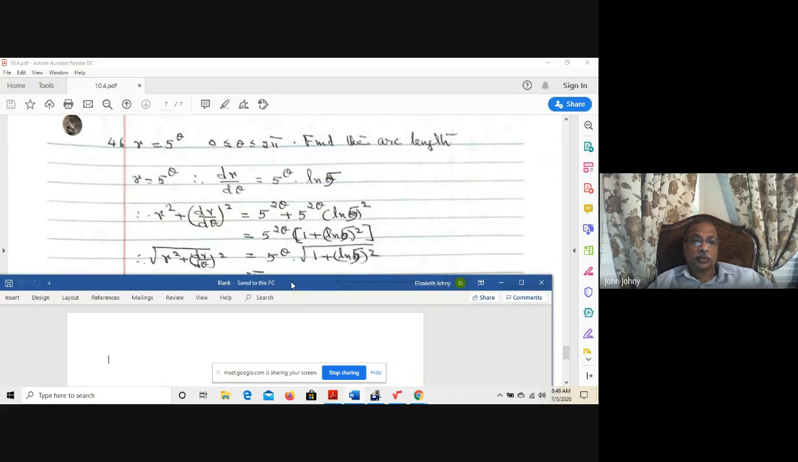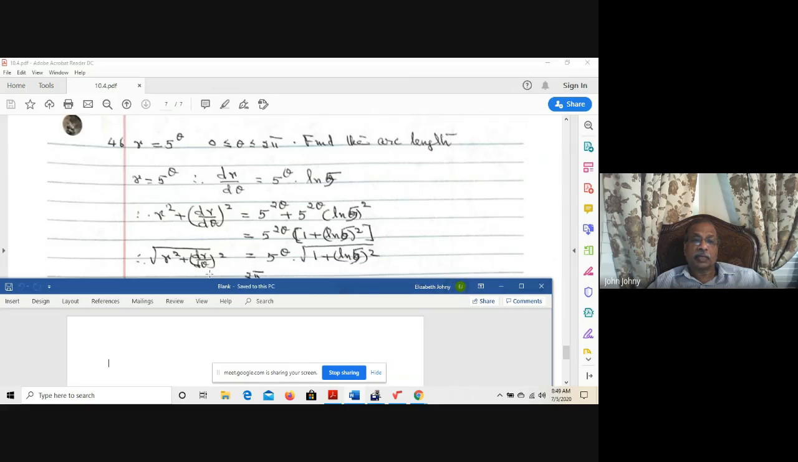So the square root of r squared plus (dr/dθ) squared is equal to φ^θ times the square root of 1 plus (ln φ) squared. But the convenience is this is a constant, so that will not affect it. So the simplified value of the square root of r squared plus (dr/dθ) squared is φ^θ times the square root of φ^(2θ), which is φ^θ, times the square root of 1 plus (ln φ) squared.